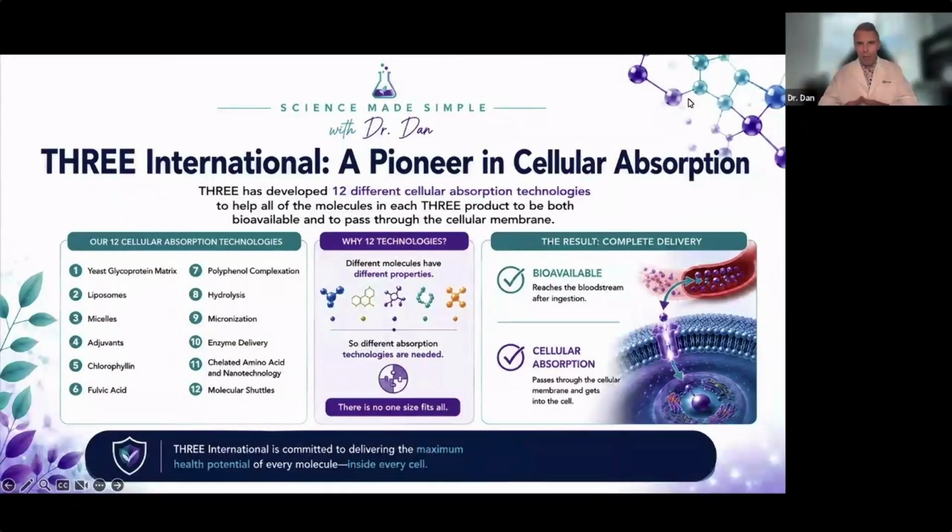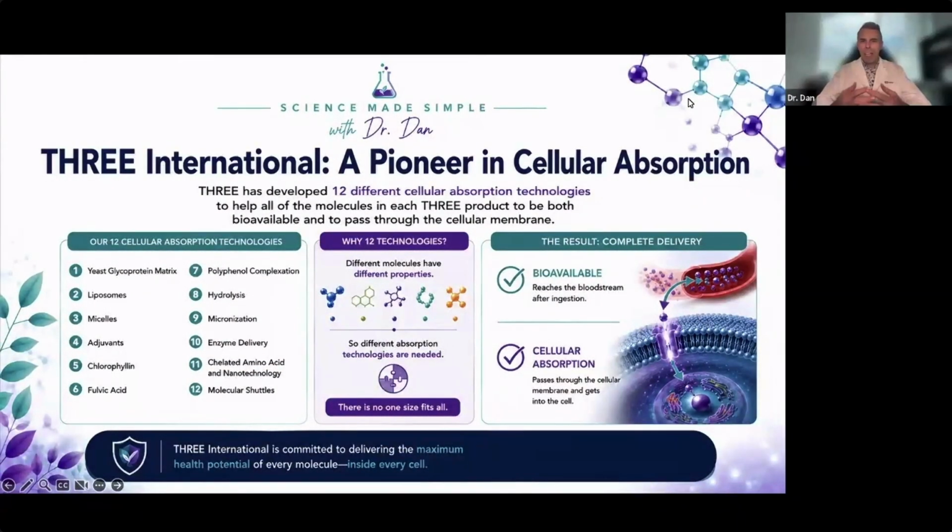Molecules are different. They have different tendencies, different polarities, which means how strong the affinity of that molecule for water is or isn't. If a molecule loves water, it's called hydrophilic. If it despises water, it's hydrophobic. And again, there's a scale with these molecules. So what we realized is that we needed more than one cellular absorption technology.